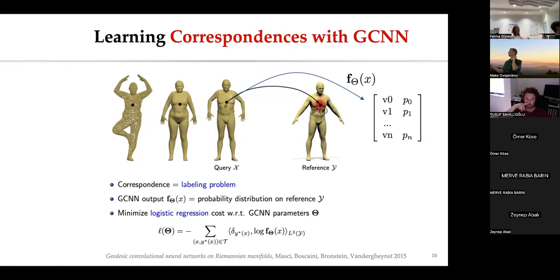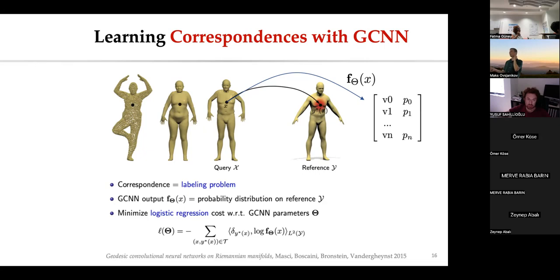And then during training, for every point X, I predict the probability distribution: where does this point go on this template? For every vertex of the template, I have a probability of where this point should go on the reference shape. This is just a standard classification problem, so I can train it with logistic regression.